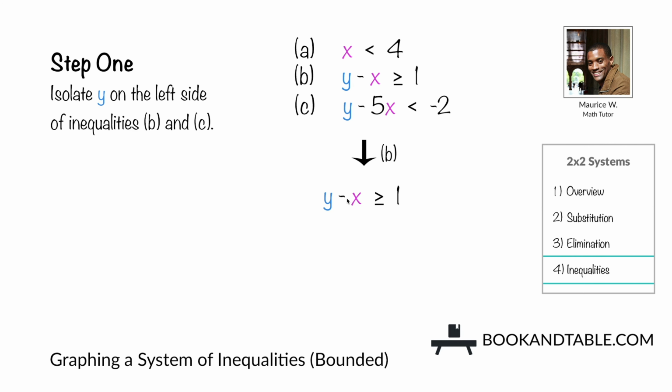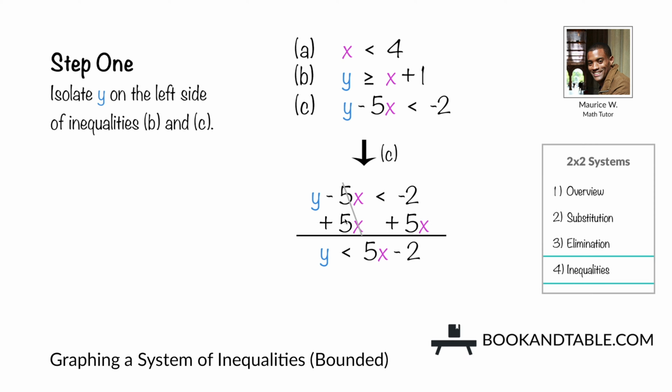So for B, we'll start by adding x to both sides, giving us y is greater than or equal to x plus 1. So we'll write inequality B with this expression. And we'll repeat the process for C. So we'll add 5x to both sides, giving us y is less than 5x minus 2. So we'll rewrite C with this expression.